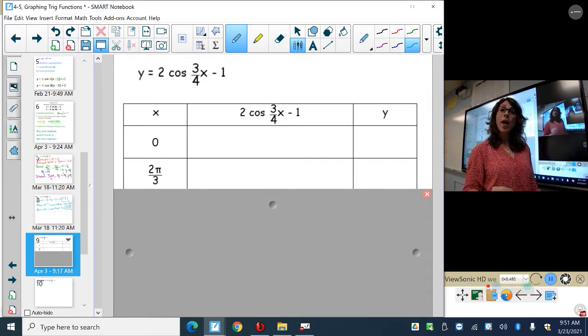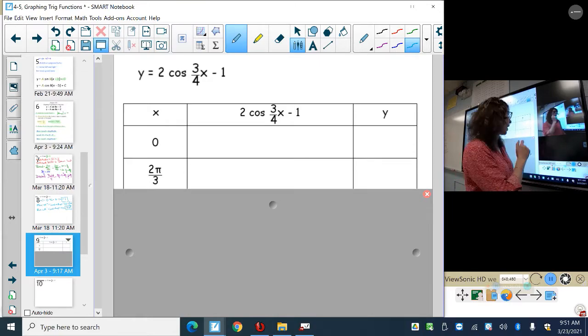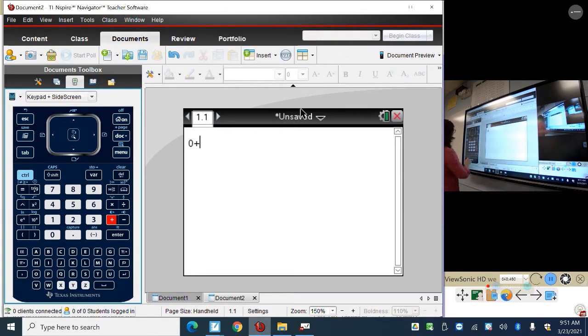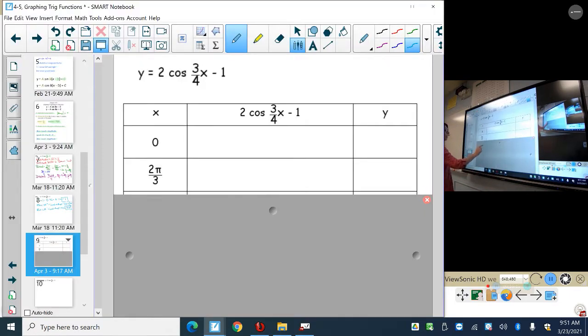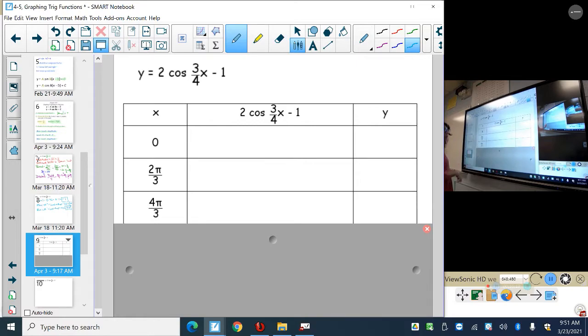Now I'm going to use my calculator, and I'm going to keep pi as a variable in my head. So if I do that, I'm going to have 2 divided by 3 plus 2 divided by 3, and that's going to give me 4 over 3. So I come back over here, and this next one is going to be 4 pi over 3.